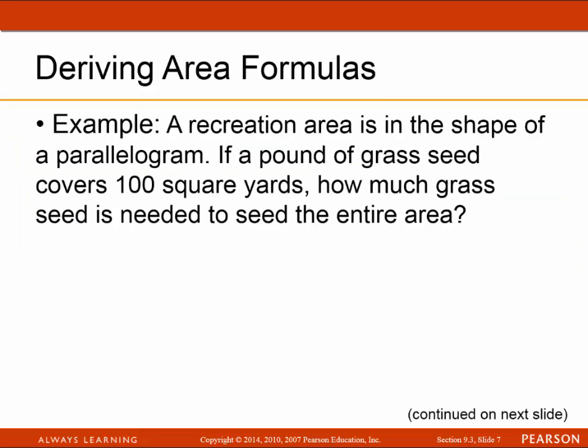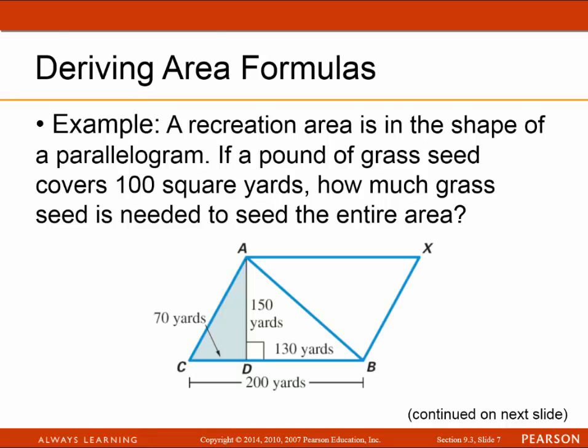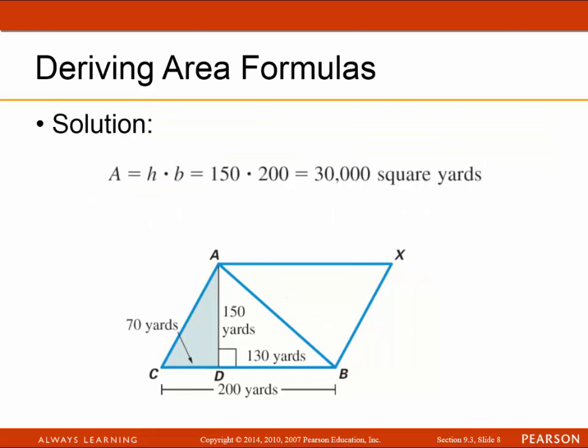So here's an example. A recreation area is in the shape of a parallelogram. If a pound of grass seed covers 100 square yards, how much grass seed is needed to seed the entire area? Here we have 70 yards as the base of the one triangle, 130 yards as the base of the second triangle, and the height is 150 yards. The total distance from point C to point B is 200 yards. So the area would be 150 times 200, which is 30,000 square yards. We divide 30,000 by 100, and we get 300 pounds of seed.